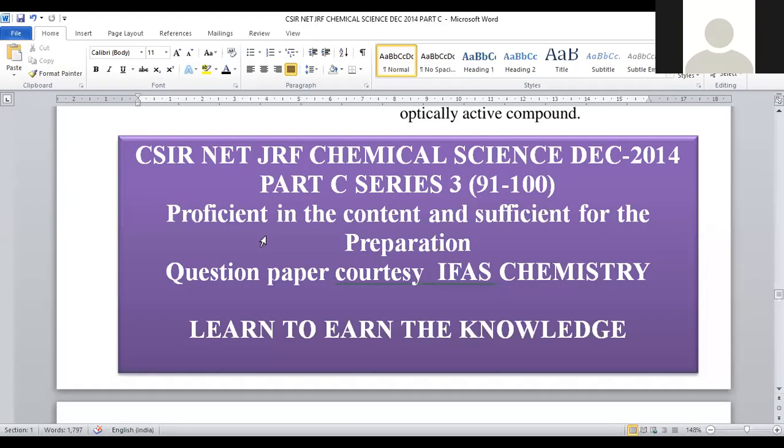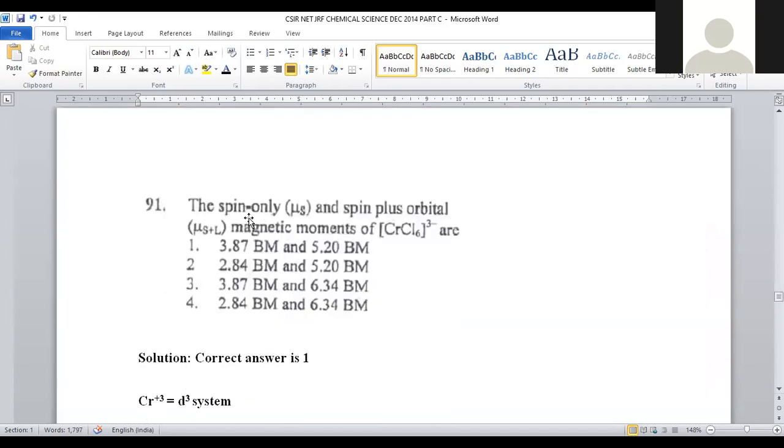CSIR NET JRF Chemical Science, December 2014, Part C, Series 3 consists of questions from 91 to 100. Let us start with question number 91. The spin only and spin plus orbital magnetic moment values of [CrCl6]3- are to be predicted for this chromium complex.